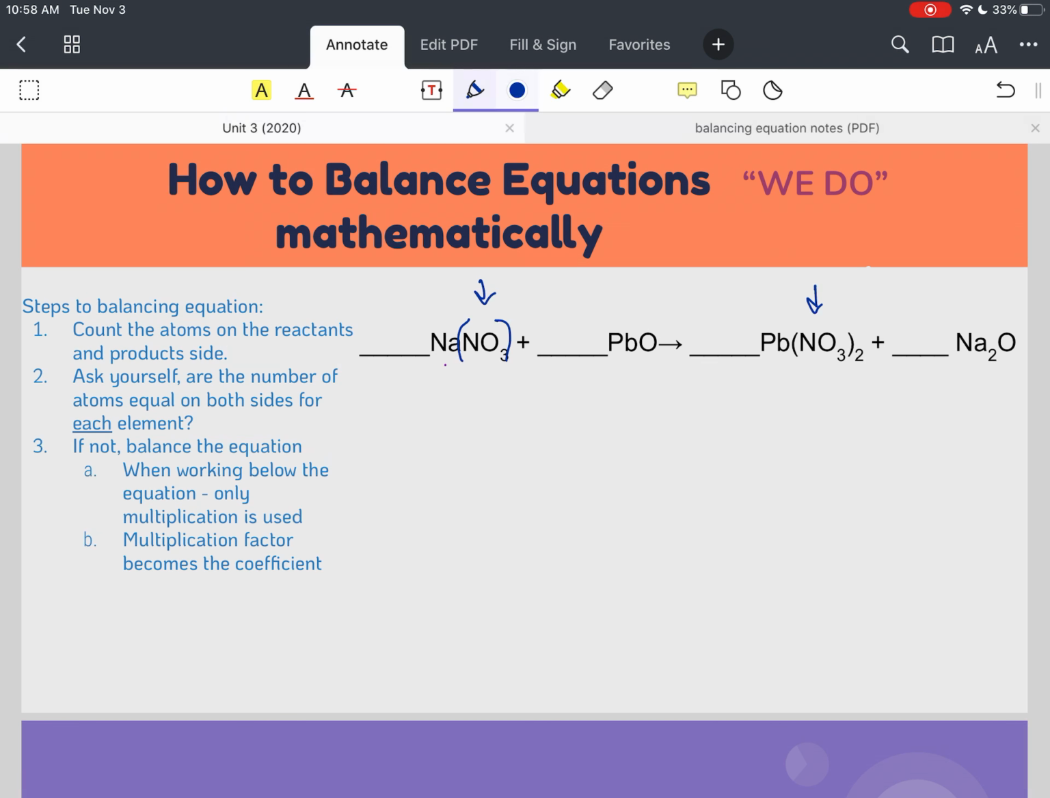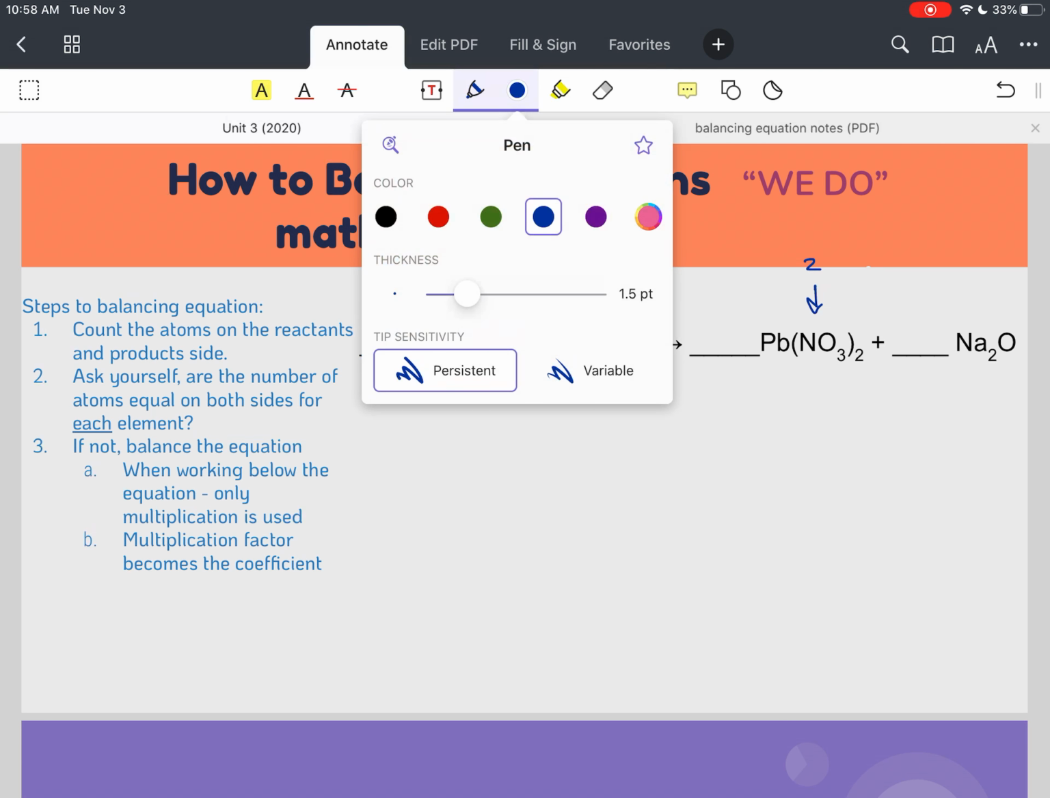I don't count those with my oxygen and my polyatomic, right? It's NO3, that's one thing. So I have 2 over here on my product side, 2, and then I only have 1 here. So I know that I need to put a 2 on the line. That's going to give me 2 of those things, right? Now I'm just going to work down my line and make sure I double check everything. So now I'm going to look at sodium.